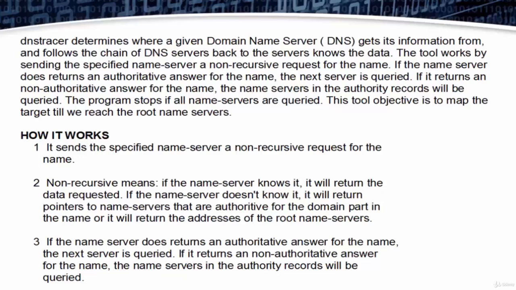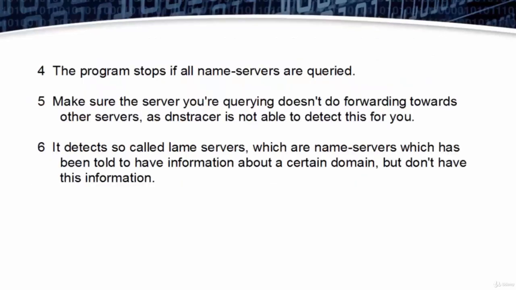If the name server returns an authoritative answer for the name, the next server is queried. If it returns a non-authoritative answer, the name servers in the authority records will be queried. The program stops when all the name servers have been queried. Make sure the server you are querying doesn't do forwarding towards other servers, as DNSTracer is not able to detect this for you. It detects so-called lame name servers, which are name servers that have been told to have information about the domain but don't have this information.